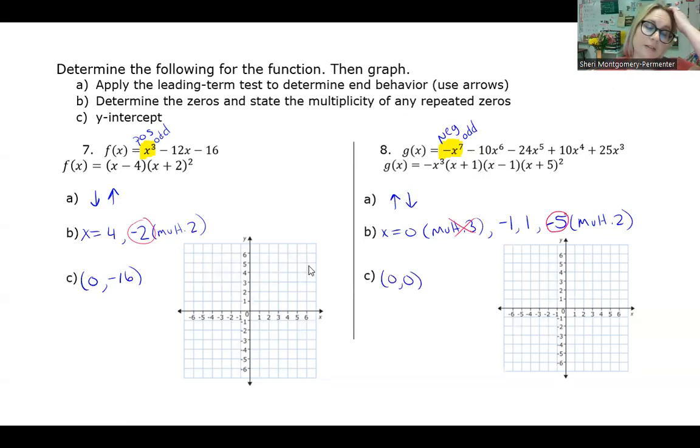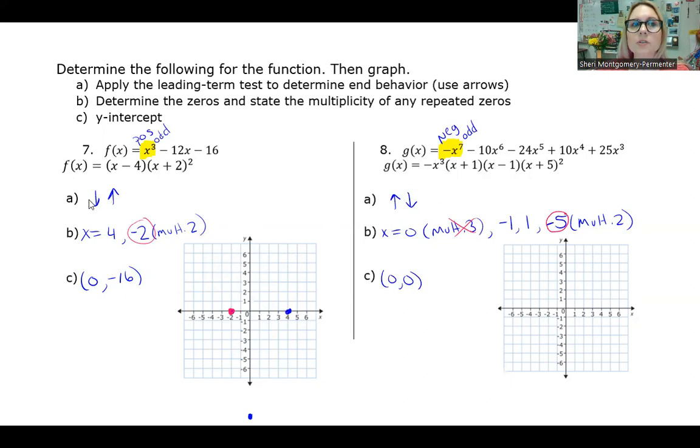So now I'm ready to graph. To graph this, I'm going to have to plot these points. So I have a point at 4, and I have a point at -2. Those are my x-intercepts. But we need to remember that -2 is special because I'm going to bounce there. I also need to know that I have a y-intercept at -16. That's pretty far down on the graph. I don't have space, so I'm just going to put it way down there. I know that it's probably like -12, but I'm just going to put it down there.